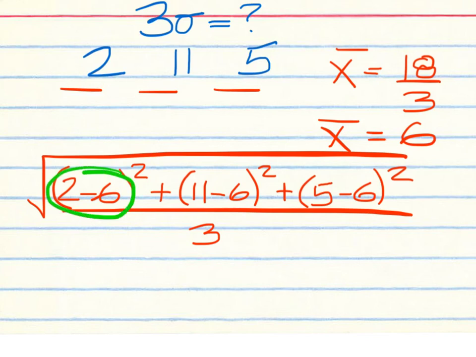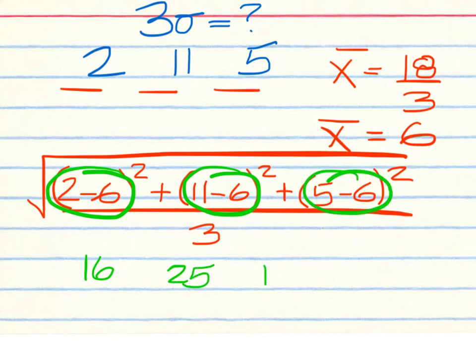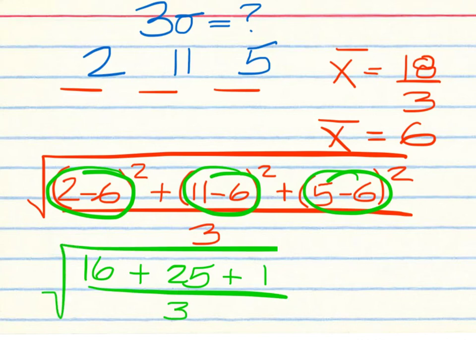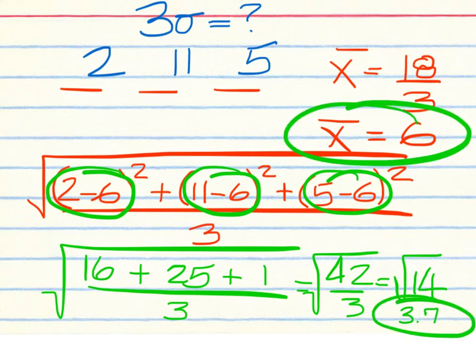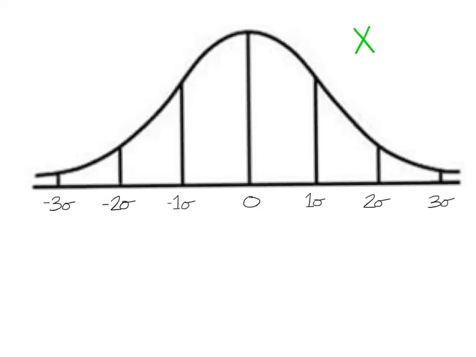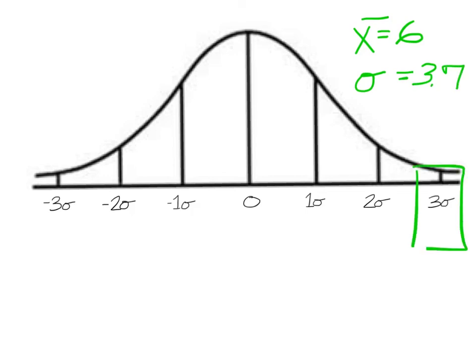Now, what we'll get is negative 4 squared, that's 16. 5 squared is 25. Negative 1 squared is 1. Add those up to get 42 divided by 3, which is 14. Square root of 14 is 3.7. So we need 6 and 3.7 for the next page. Average is 6, standard deviation is 3.7. Looking for the third standard deviation, so that's 6 for the mean. Go to the right to get 9.7, 13.4, and then 17.1.